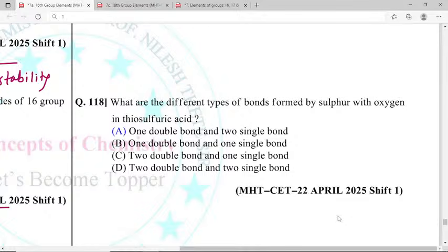What are the different types of bonds of sulfur with oxygen in thiosulfuric acid? In thiosulfuric acid, thio stands for one sulfur, with 1 double bond and 2 single bonds. Thiosulfuric acid.